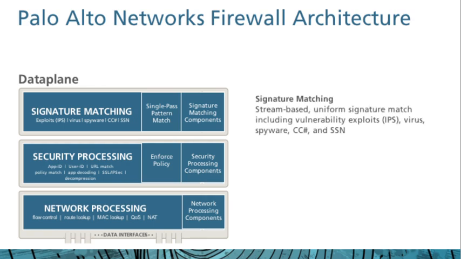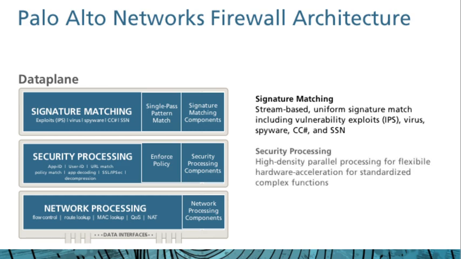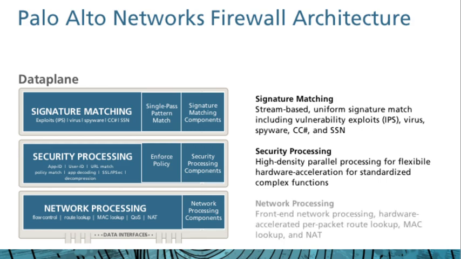Signature Match Processor scans traffic and detects vulnerability exploits, intrusion prevention system, viruses, spyware, credit card numbers, and social security numbers. Security processors, multi-core processors, handle security tasks such as secure socket layer decryption. Network processor is responsible for routing, network address translation, and network layer communication.